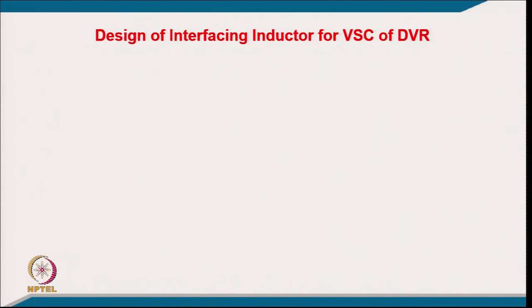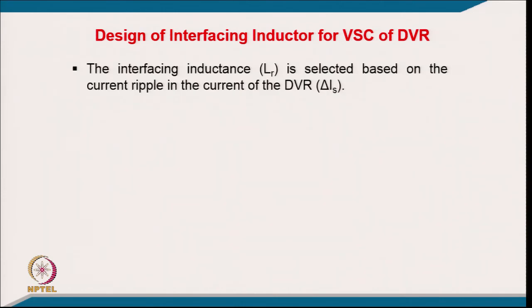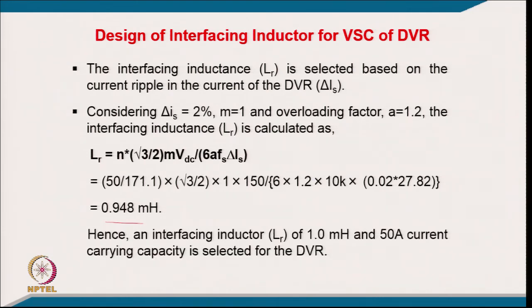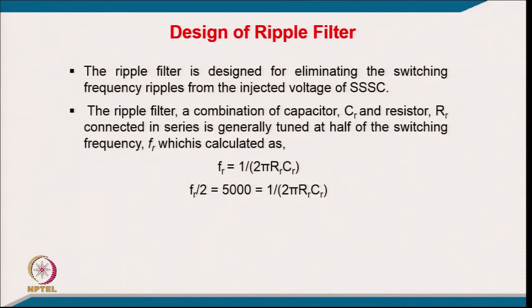So, coming to the design of the interfacing inductor for the voltage source converter of the DVR. The interfacing inductance is selected based on the current ripple in the current of the DVR, and considering a current ripple of 2% with modulation index 1 and overloading factor of 1.2, the interfacing inductance can be calculated from this relation. Putting the values, it comes to typically 0.948 millihenry, which can of course be adjusted by the leakage reactance of the injection transformer also, and hence an interfacing inductor of 1 millihenry and 50 ampere current carrying capacity is selected for the DVR.